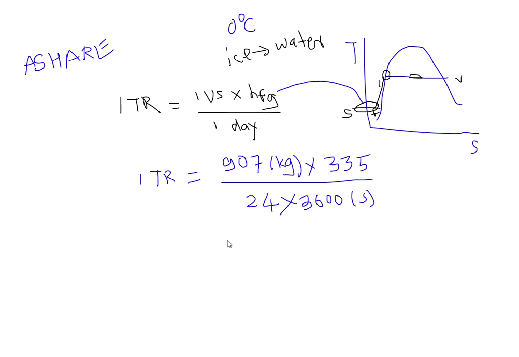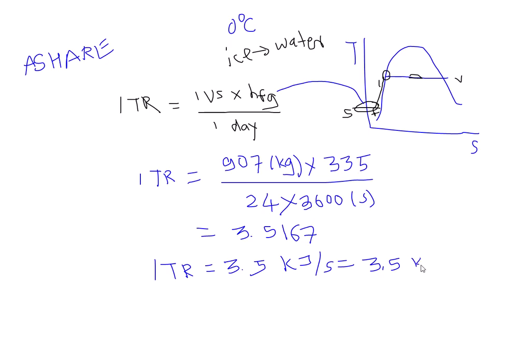So if you do this calculation, you will find the answer is 3.5167. So if I round it to 1 decimal digit, 1 ton of refrigeration is becoming 3.5 kilojoule per second, which is equal to 3.5 kilowatt. So this is the ton of refrigeration.